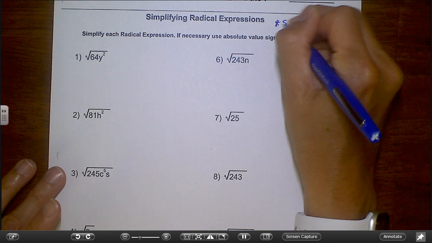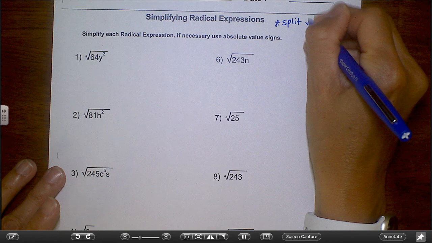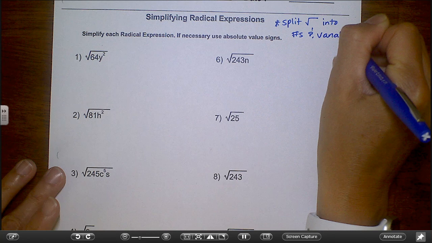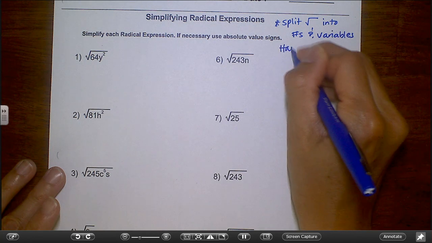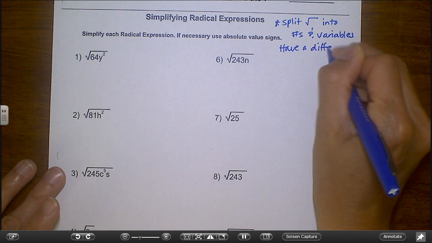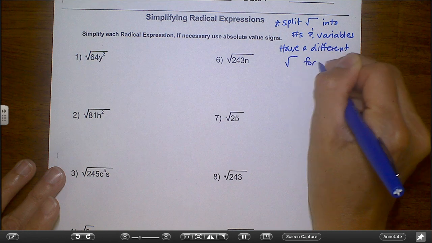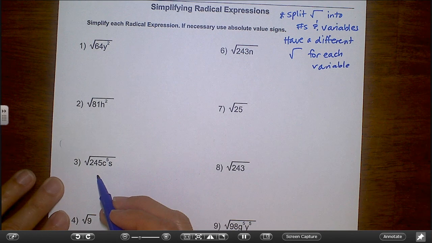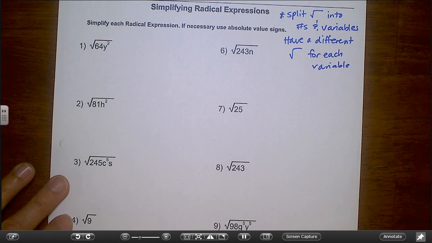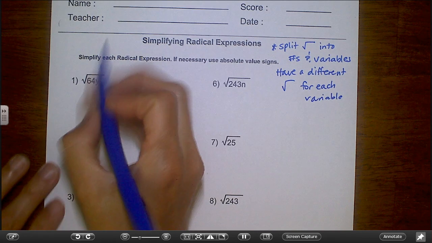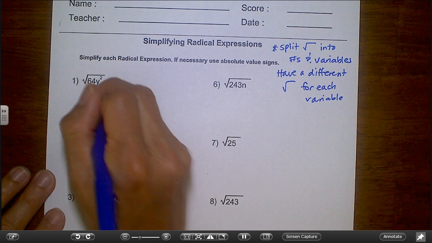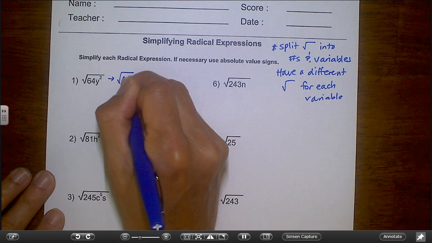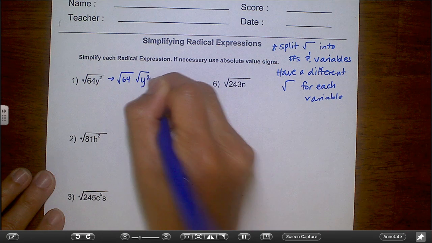First of all, split the radicals into numbers and variables. And then I would have a different radical for each variable you have. So if you take a look at this first one on number 3, you have C and S, and so I would have 2 separate radicals for that. All right, so let's take a look at number 1. The first thing I'm going to do is rewrite this as the square root of numbers and the square root of letters. So the square root of 64 times the square root of y squared.